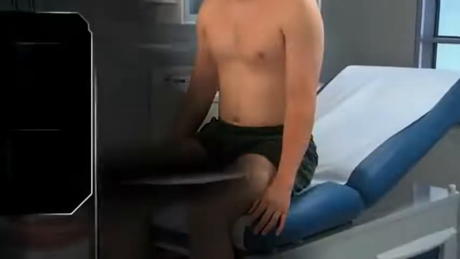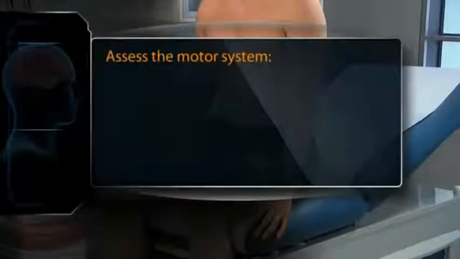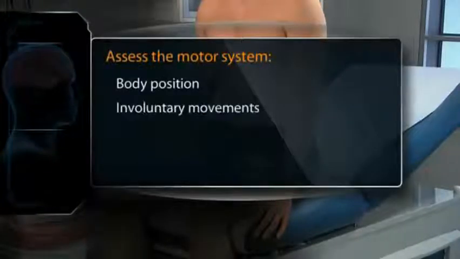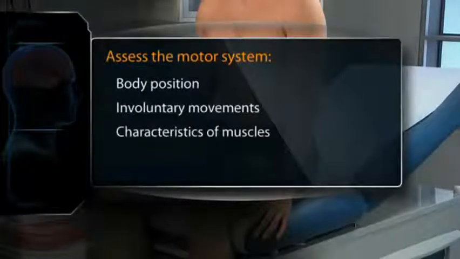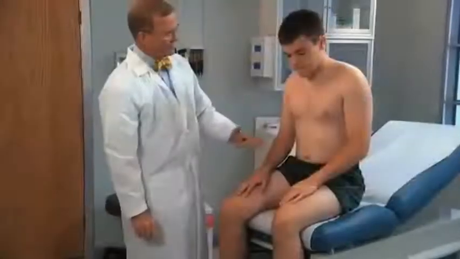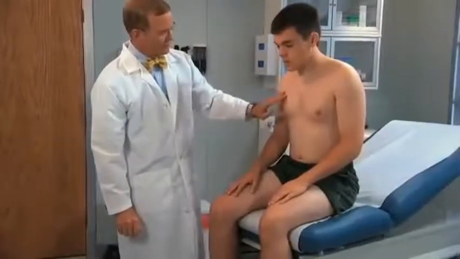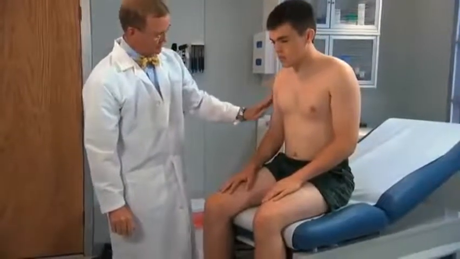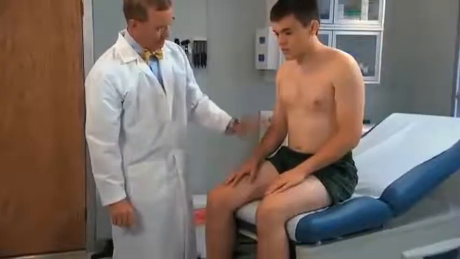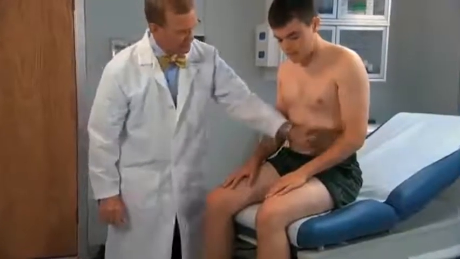As you assess the motor system, focus first on body position and involuntary movements, then assess the important characteristics of the muscles, bulk, tone, and especially strength. Also assess coordination. Observe the patient's body position during movement and at rest. Watch for involuntary movements, such as tremors, tics, or fasciculations.